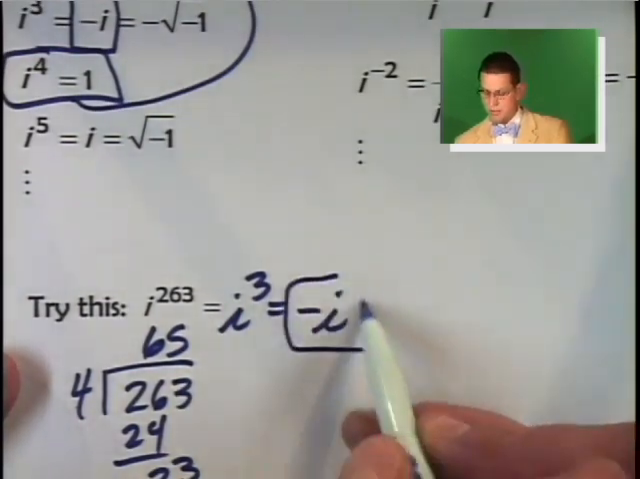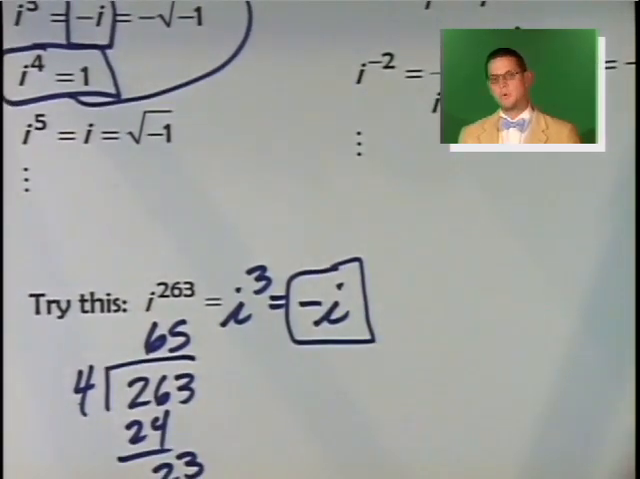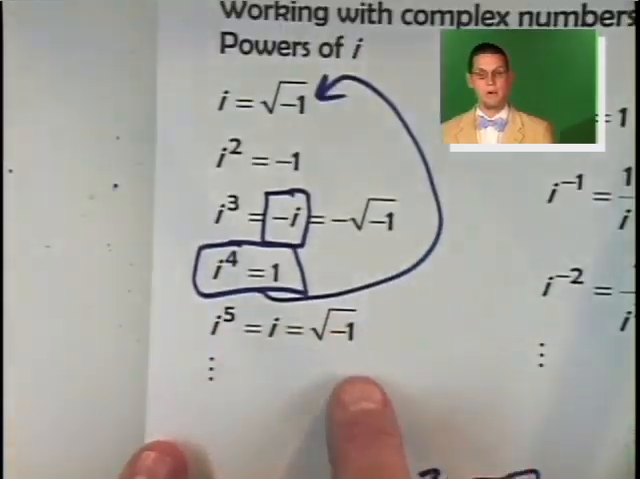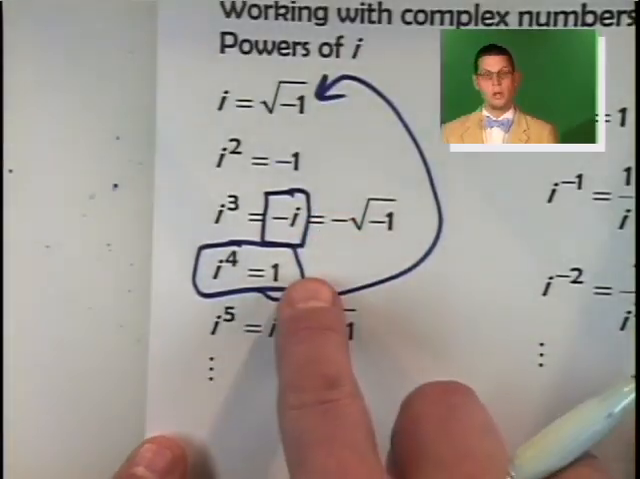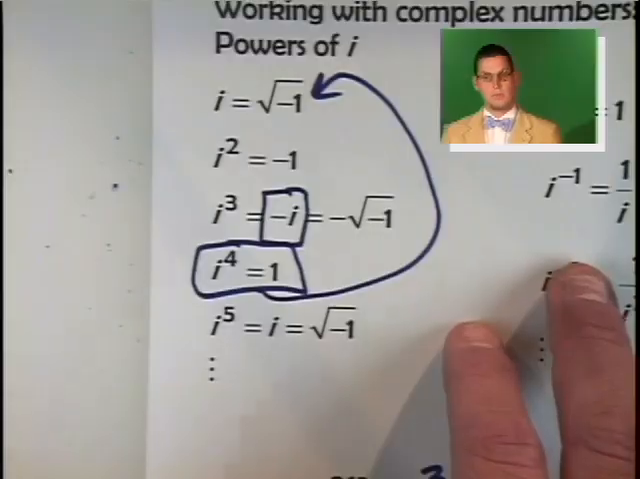So what you want to be able to do when you're working with imaginaries is to never leave in your final answer any power of i greater than 1, because you can always reduce it down to either an i, a negative i, a 1, or a negative 1.